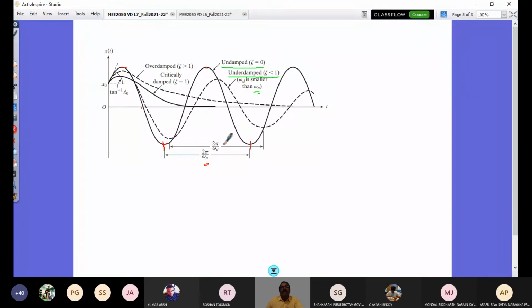Whereas in damped vibration, because of damping we have omega d. What is omega d? It is under root of 1 minus zeta squared into omega n. Since omega d is present, you have omega d smaller than omega n. When the frequency is smaller, the period is larger. So you see, this is what the dotted one represents, the underdamped system.